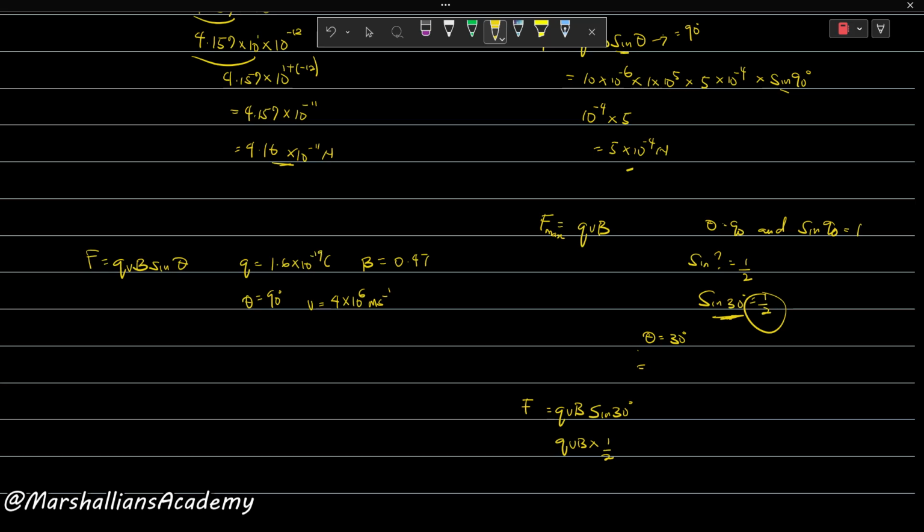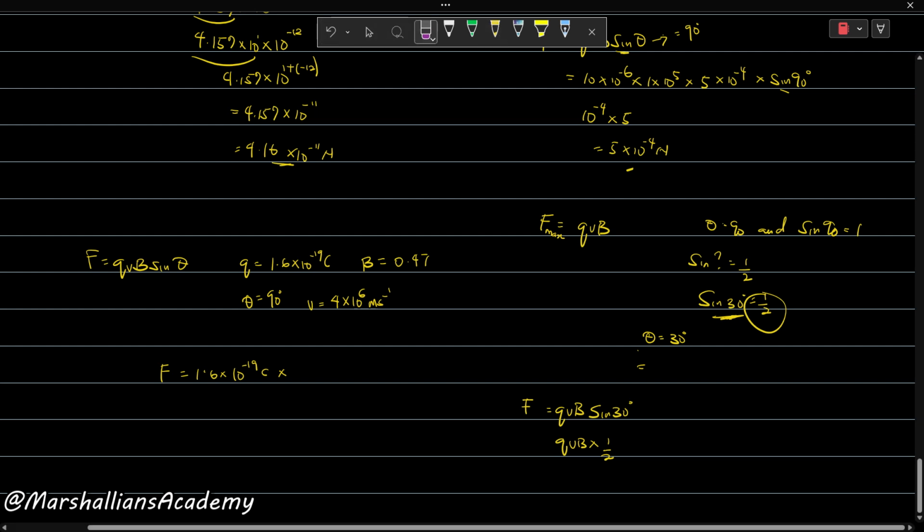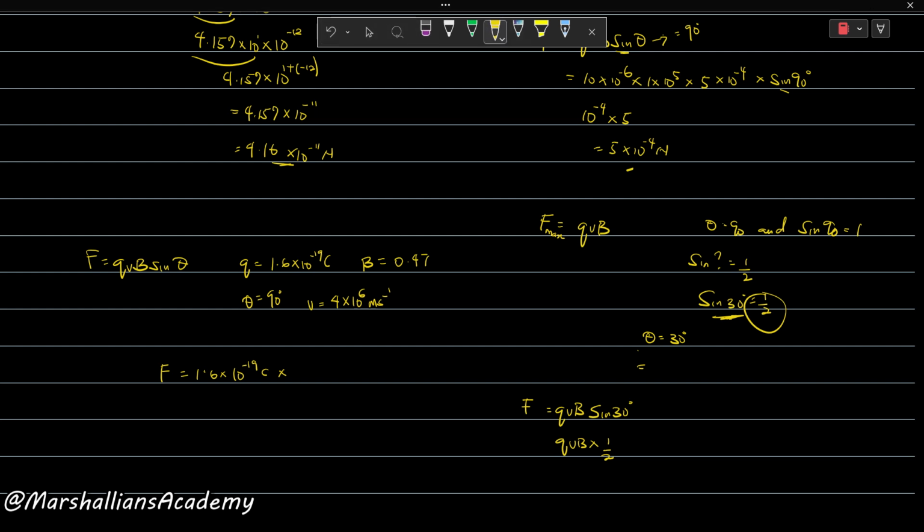Let's calculate the force. Therefore, F is going to be equal to 1.6 times 10 raised to the power negative 19 coulombs times, let's just use 0.4. There's no need of standard form. Our calculator has decimals. Times V, that's 4 times 10 raised to the power 6. Sine 90 is equal to 1. So I can just say times 1. Easy. So let's multiply all the real numbers there, and let's leave all the exponents alone.